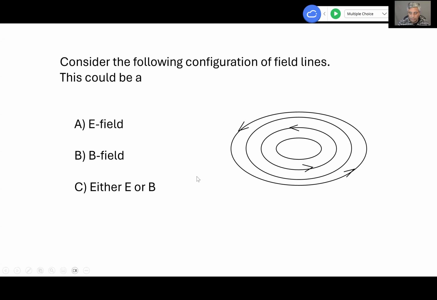I thought I brought my sketch, but I think I just left that in the notes. So I have a question for you over here. E field means electric field, B field means magnetic field, okay?